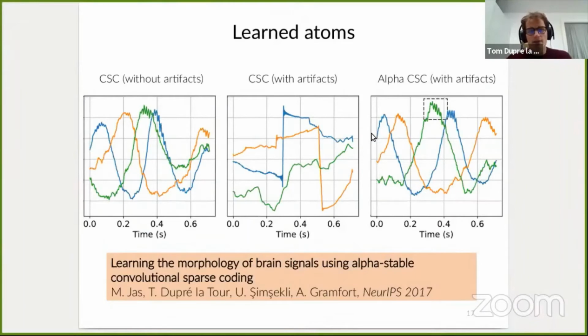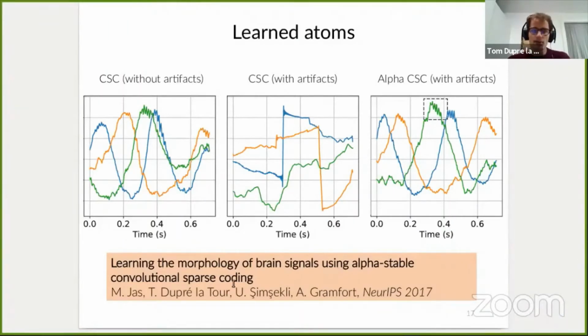But in practice, this is the kind of result we have. Here, this is a figure I already showed you with the 3 atoms on the LFP signals. This is done without artifacts, which means that we manually removed the moments in time where we had artifacts. If we add back the artifacts, then it completely changes the result, because now the atoms only focus on the artifacts. And if we add back the artifacts but use the alpha stable distribution, then we are robust to these artifacts, and we can recover something that looks very similar to the previous result.